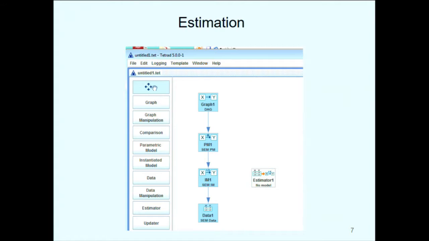So what I've shown on the screen so far is a picture where I've built a graph, I've built a parametric model based on that graph, I've built an instantiated model based on that parametric model, and I've generated data. And now, one of the boxes on that left palette is estimator. And so I've put that estimator onto the workbench, but I haven't connected it to anybody. So my question to you is, now that you've got your head around the ontology of these different pieces, which of the blue boxes should have inputs into the estimator?